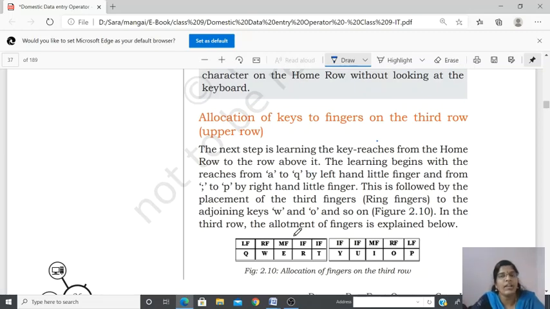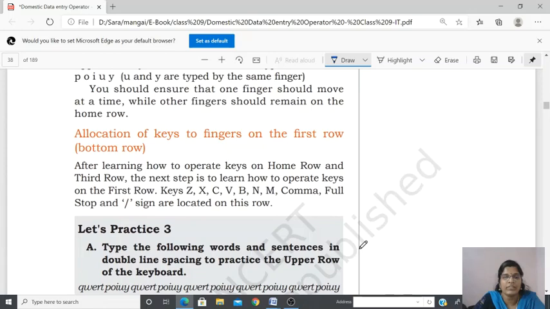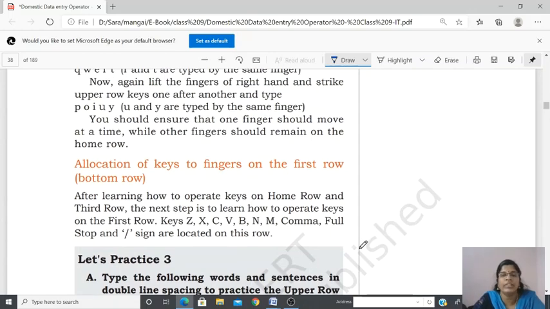And if you come from the right side, the letter P, use the little finger, then the ring finger for O, the middle finger for I, the index finger for U and Y. Okay, so this is the way you have to type it, and in order to get practice, we will do the first row also, and then we will go with the practice exercise.